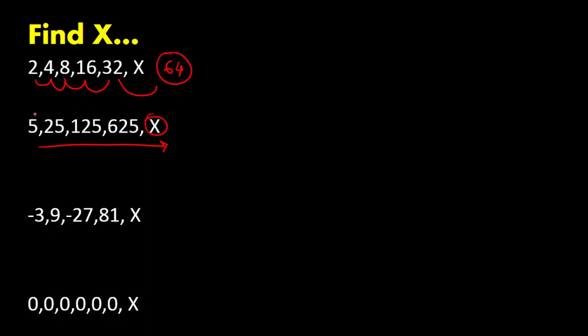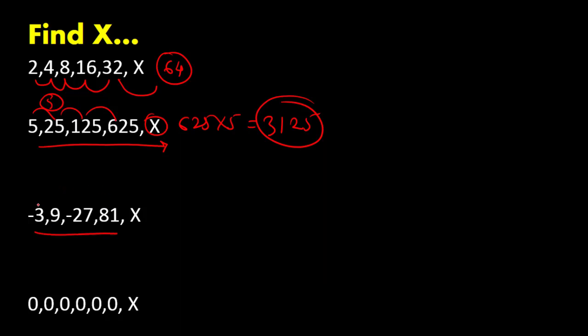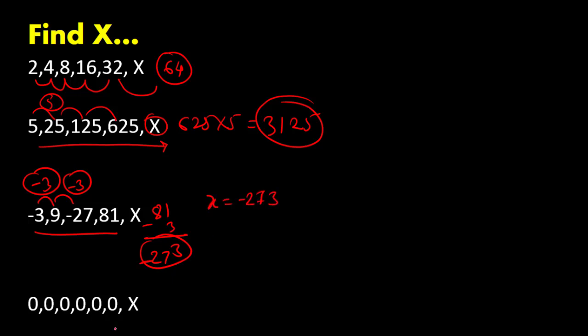What is the next? What is the value of this x? Each and every number is getting multiplied by 5, so it is 625 into 5, which is 3125. What is this? Each number is getting multiplied by minus 3. Minus 3 into minus 3 is 9, 9 into minus 3 is minus 27, then 81, so it is 81 into minus 3, which is minus 243. So x is minus 243. What is next? Each and every number is getting multiplied by 0, so x is again 0.